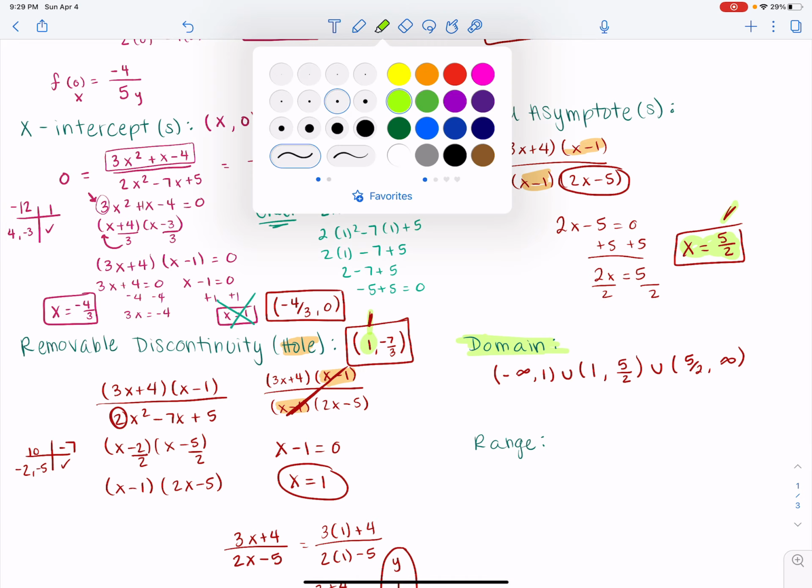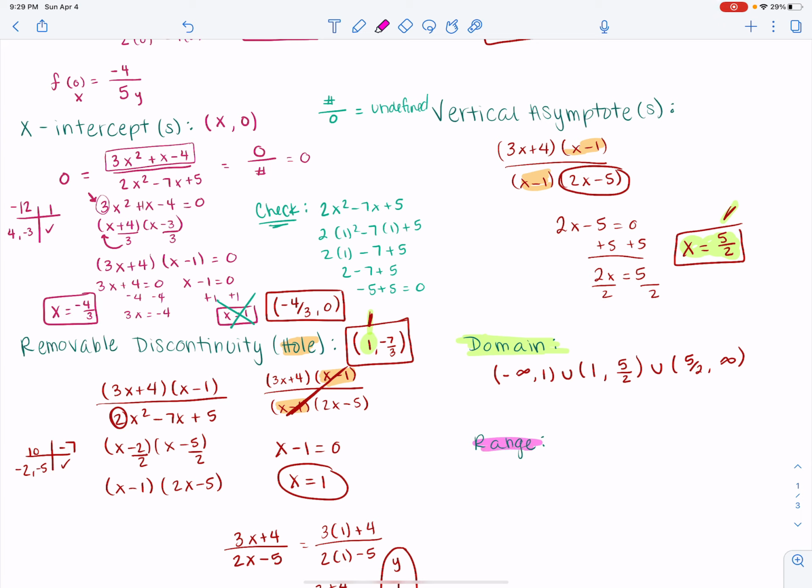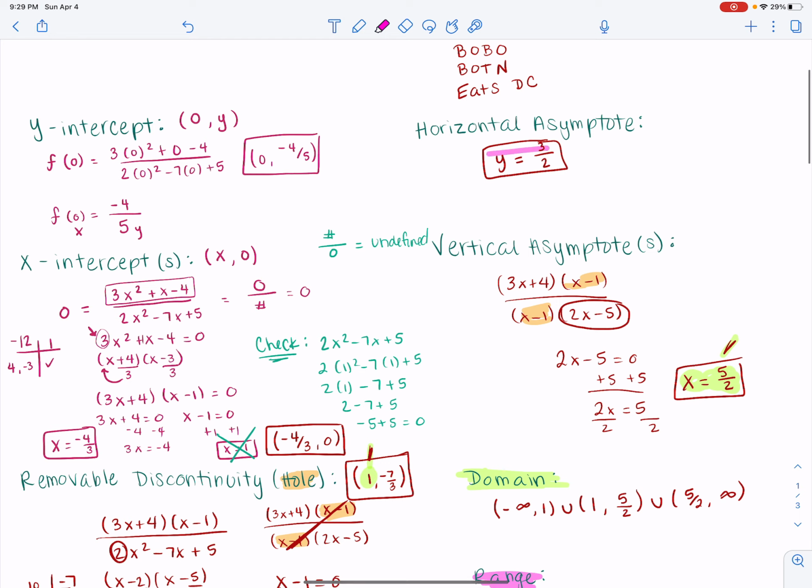All right, now let's talk about the range. So the range is all the y values, and I have to assume that my range goes from negative to positive infinity. But I need to look at what y values can't be included. So I know that there's a horizontal asymptote where y is 3/2. Horizontal asymptotes technically can be crossed, but that's something you would learn later. So we're still assuming that we're not actually going to touch this horizontal asymptote.